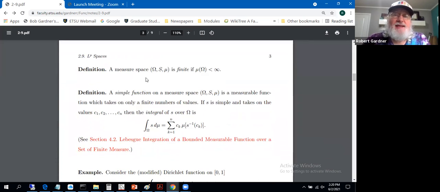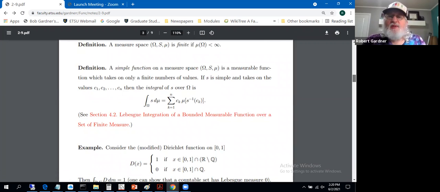A measure space, omega, S, mu, is said to be finite if the measure of omega itself is finite. We're requiring sigma algebra S to include omega. So mu is defined on omega. So if the measure of the whole space is finite, then we have a finite measure space. Something possibly useful if we were going to deal maybe with probabilities, where we'd want the measure of the entire space to be 1. We could maybe do some normalizing if we're in a finite measure space.